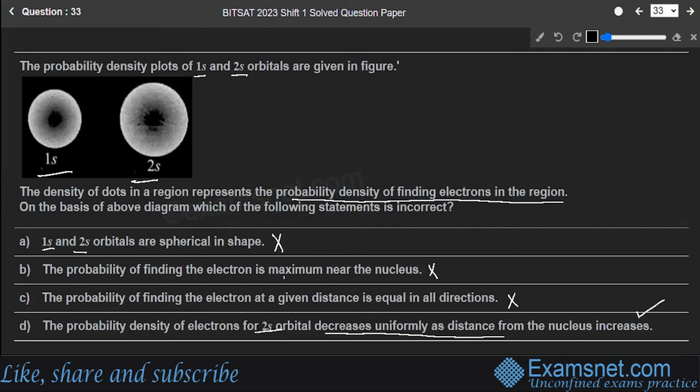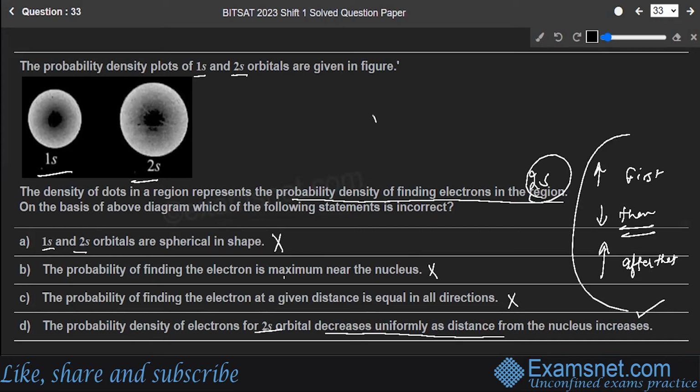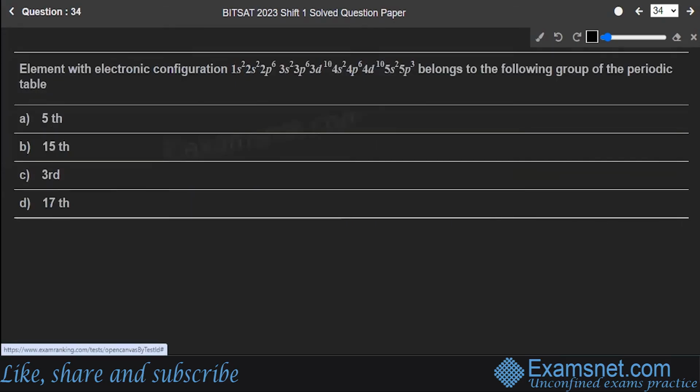That is absolutely right. See, the probability density of the electrons in the 2s orbital first increases and then it decreases, and after that it increases again as the distance increases from the nucleus. So this is the pattern that makes D option as the correct answer. Hope you understood that.